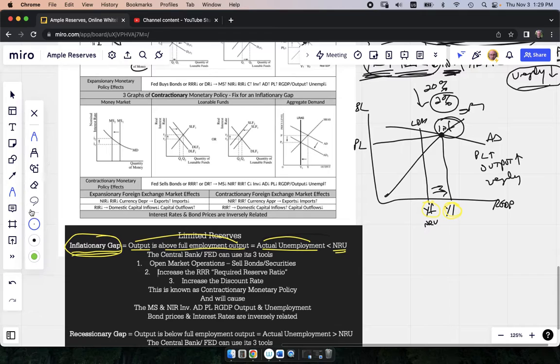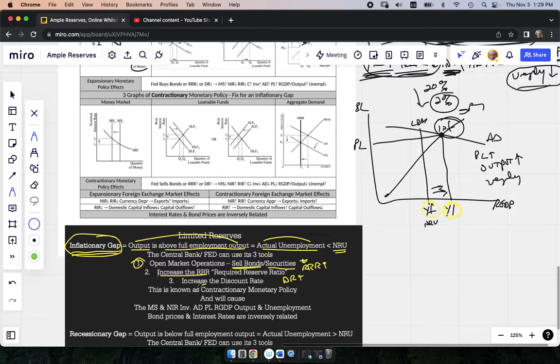Again, 3 tools of the Fed. Open market operations. If it's an inflationary gap, they want to sell bonds, right? They want to sell, not buy, sell bonds. And they could also call them securities. They can sell securities, sell bonds. You and I should think of it as sell bonds. That's what we're going to see the most. They could obviously just flip it around, increase the RRR, or they could increase the discount rate. That's got to go up.